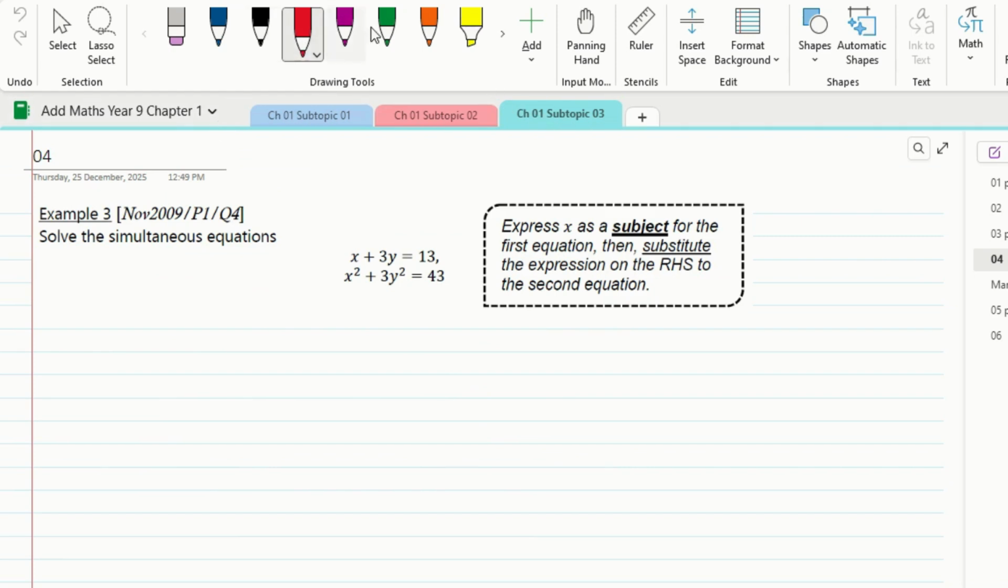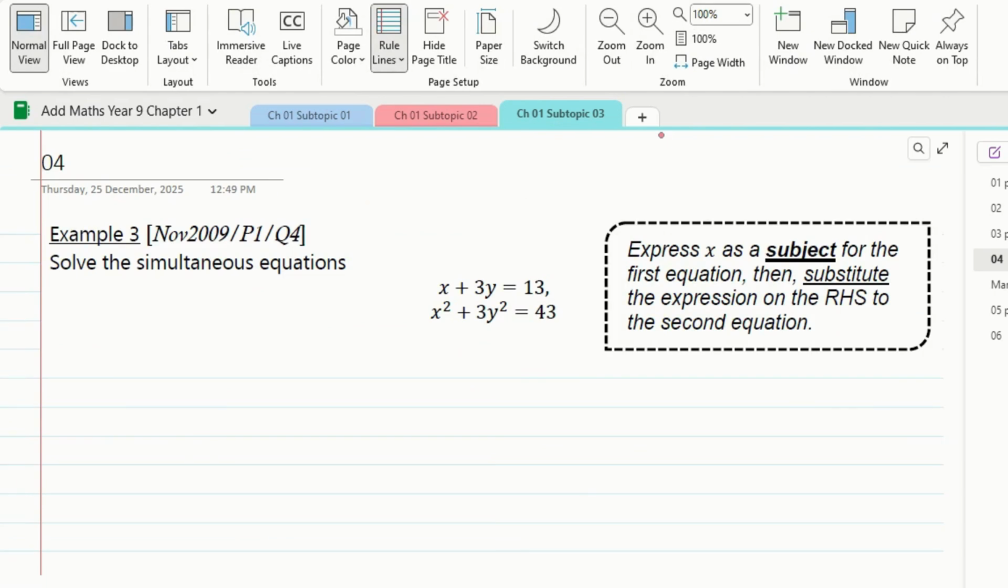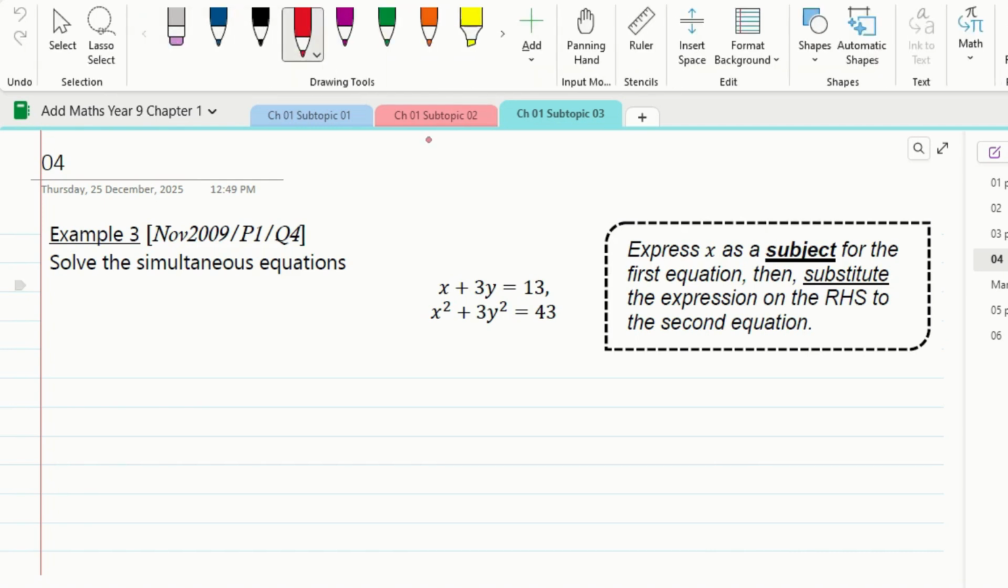Alright, moving on to example number 3. This is taken from a past paper question. Here you have two equations: x plus 3y equals 13 for the first equation, and for the second equation, x squared plus 3y squared equals 43. So this is your second equation. Here is the tip given for this particular question when you don't have a subject. Of course, you can change any unknown to become a subject for any equation, but preferably please change the subject for only a linear equation, which makes it easier.